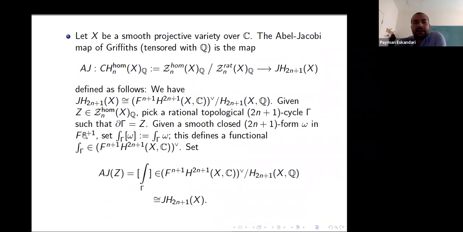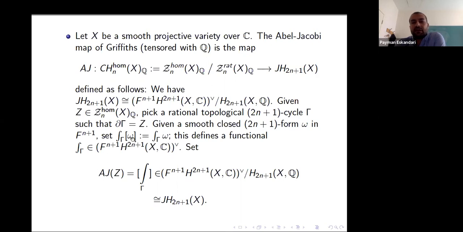And then let's make this definition: the integral over gamma of the cohomology class of omega is defined to be just the integral of omega over gamma. So now, because you took a representative in F^{n+1}, one can easily see that this is actually well defined.